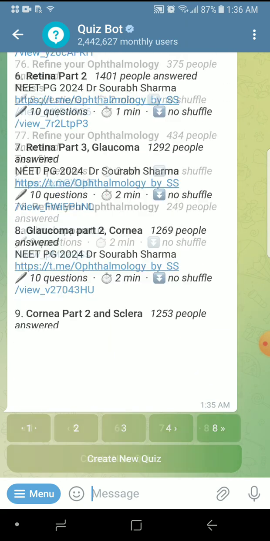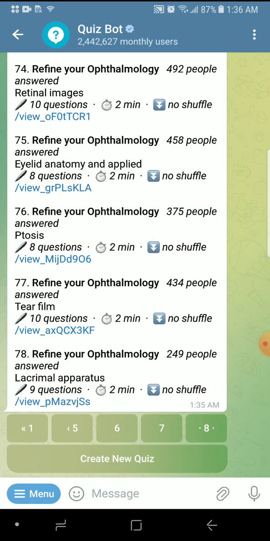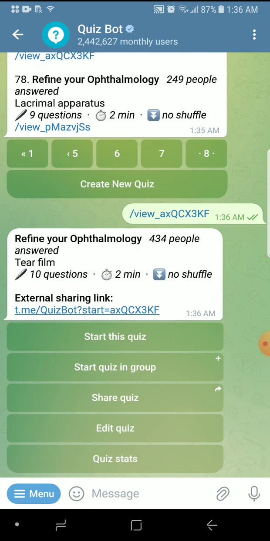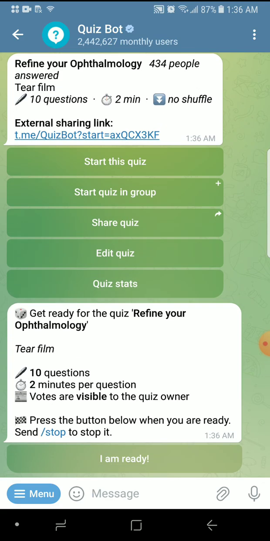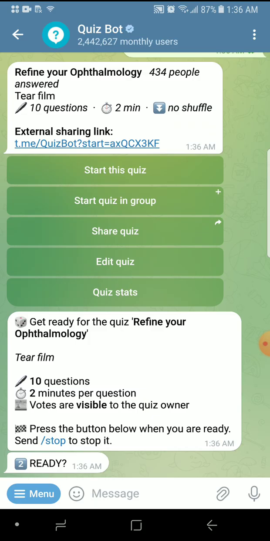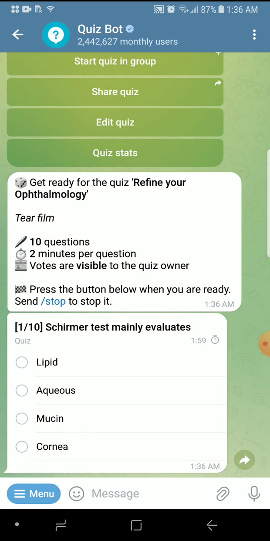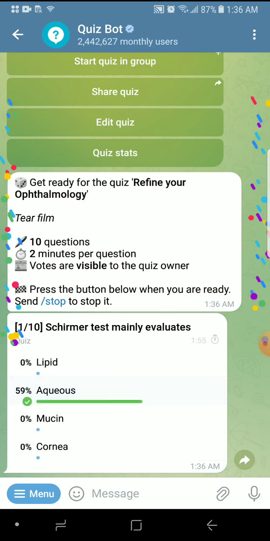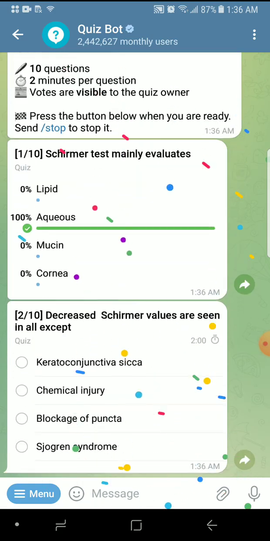The next one will be tear film. There are 3 layers of tear film. Outside is lipid, middle is aqueous, innermost is mucin, which is in contact with the cornea. The first question is, Schirmer test evaluates the aqueous secretion. That is a fact, and that's the answer.